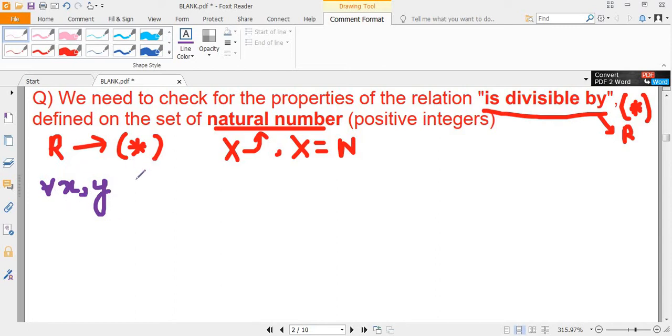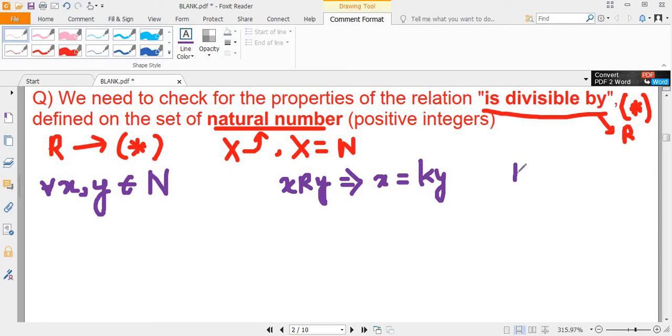So let me take two elements belonging to the set of natural numbers, because it's specified in my question. Now when I say x is divisible by y, what can I say? I can say x is equal to ky, where k is some positive integer. Here I am denoting positive integer as Z, so as not to confuse with the set of natural numbers, though they are actually the same thing.